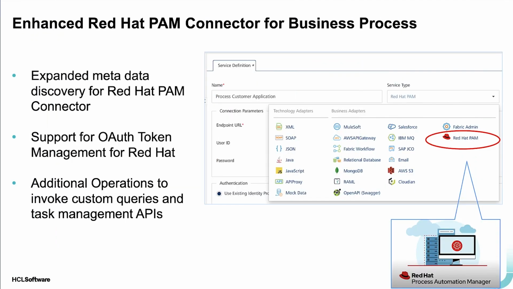From the connector enhancement perspective, we have enhanced the Red Hat Process Automation Manager connector for business processes. We have expanded the metadata discovery for it. We have support for OAuth token management for Red Hat PAM. And we also support additional operations to invoke custom queries and task management APIs. Again, for those that are not familiar, this is just one of the types of connectors that we support out of the box from Foundry, and this is an enhancement done to that particular connector, right?